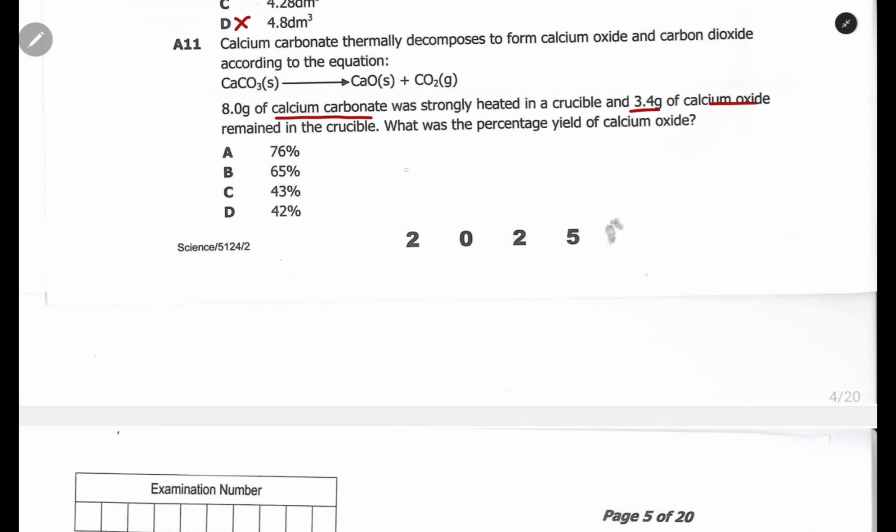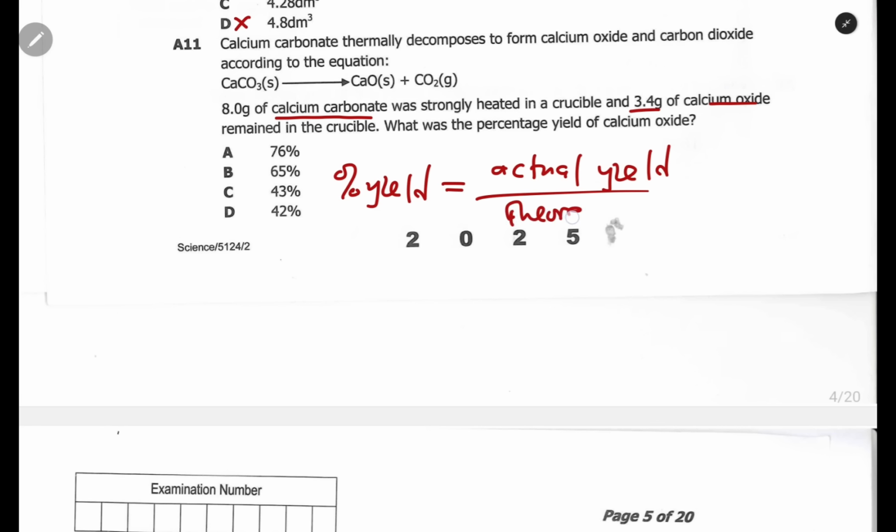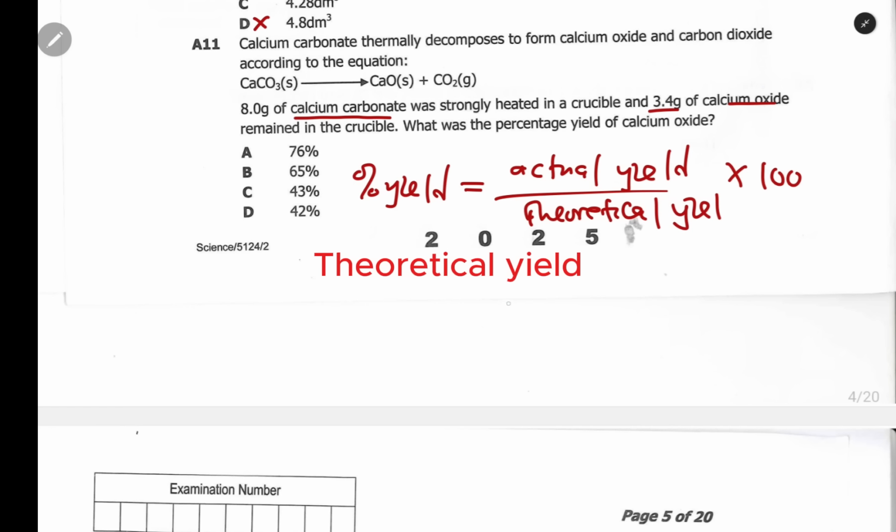Now look at this. What is percentage yield? Percentage yield is equal to actual yield divided by calculated yield, or theoretical yield, which is also called expected yield, multiplied by 100. So let us find now the actual yield.